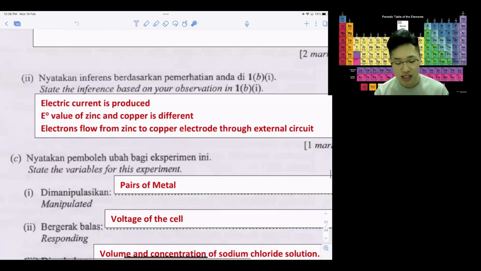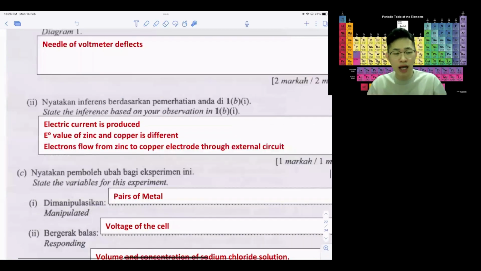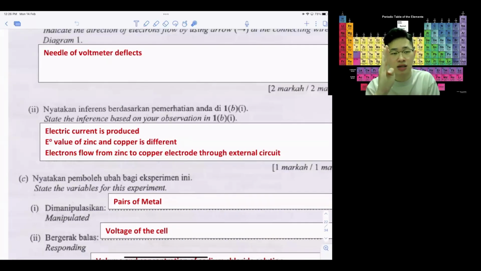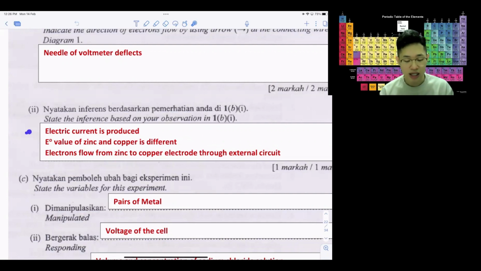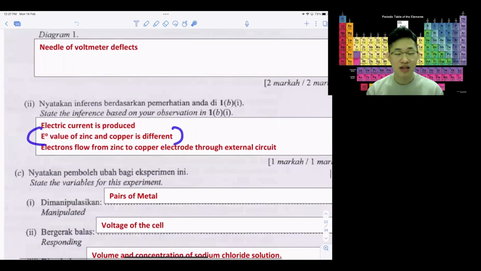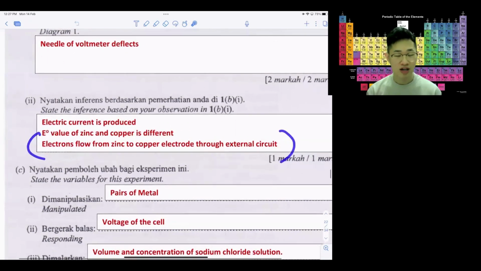And then you see inference. You have to give an explanation. Why will the needle of the voltmeter deflect? Why does it move? The reason can be either one of the answers here. Electric current is produced. When there's electric current flow, then the needle will move along, right? It's like your battery, then it will show the reading. EO value of zinc and copper is different. Different potential difference, then the needle will move. Electrons flow from zinc to copper because there's movement of electron. So that's why you can see the needle of the voltmeter deflects.